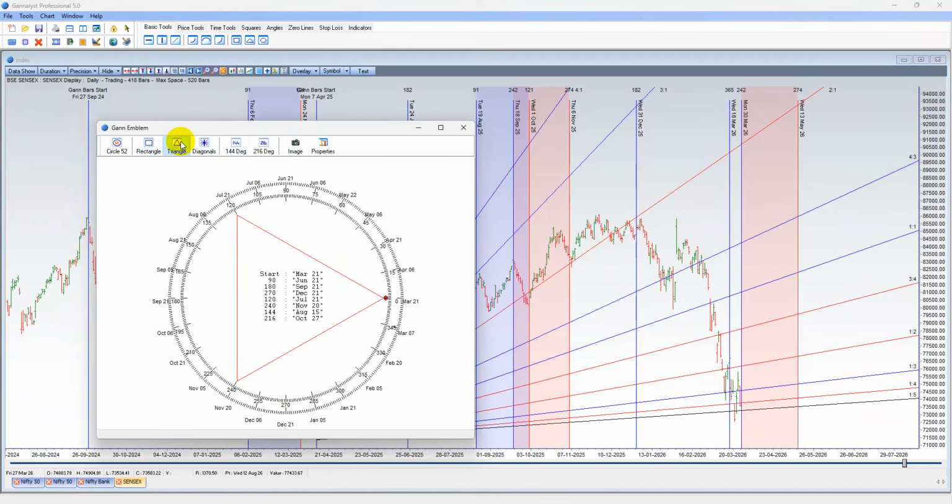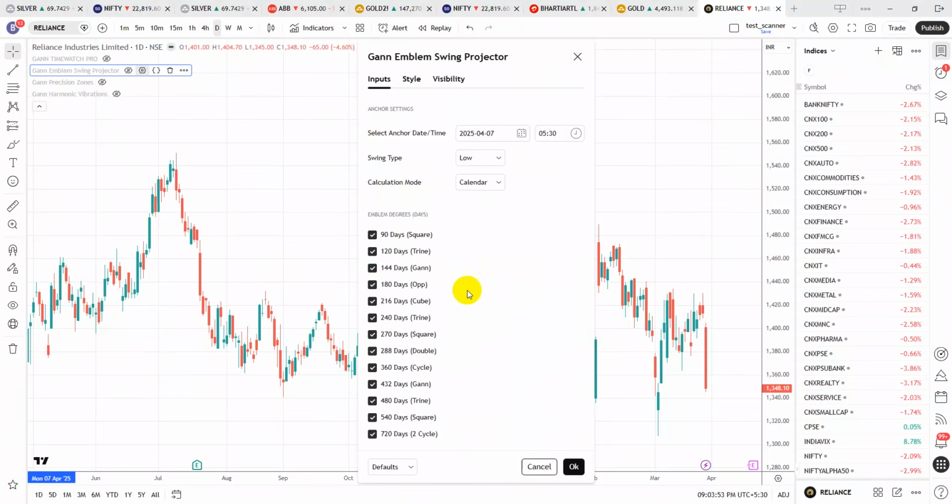Which is a combination of a triangle, which is 120, 240 and 0, and rectangle 180, 90, 0. 120, 144 are different diagonal degrees, and 144 degree and 216 degrees. So these are different degrees which Gann used to follow. So we have added them on our TradingView indicator.